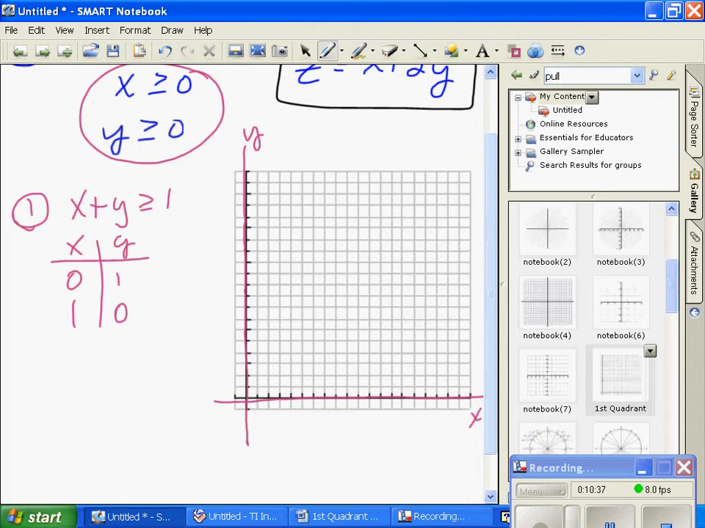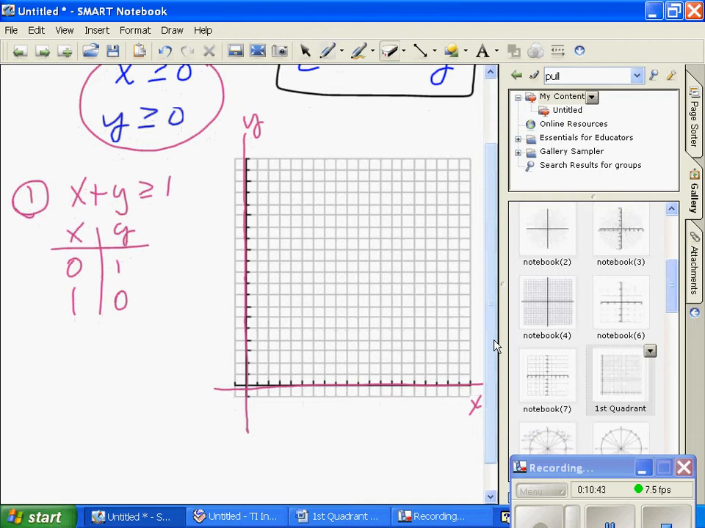I guess it showed up on mine. I don't know how it's showing up on your notes. I forgot to look. Alrighty, so I'm not going to redraw those in because mine already has it in there and it gets kind of messy if I leave it in there. And I'm going to go to the point 0, 1 and 1, 0.